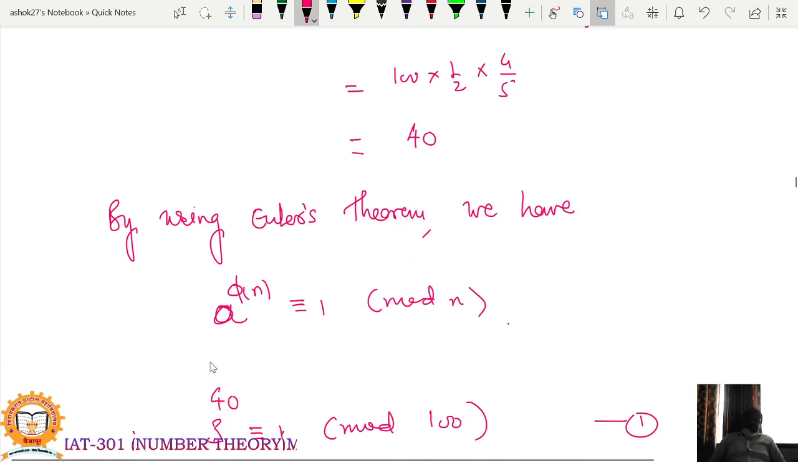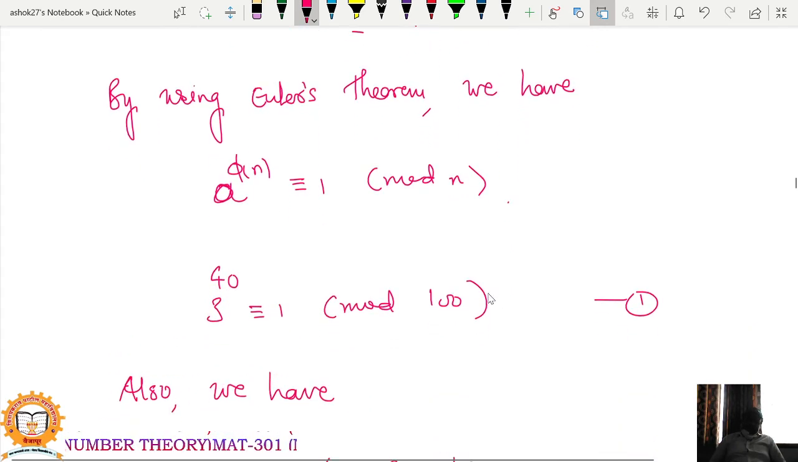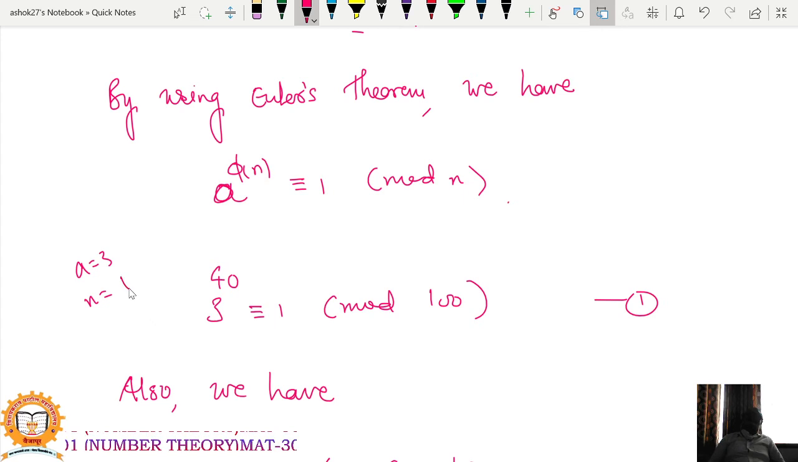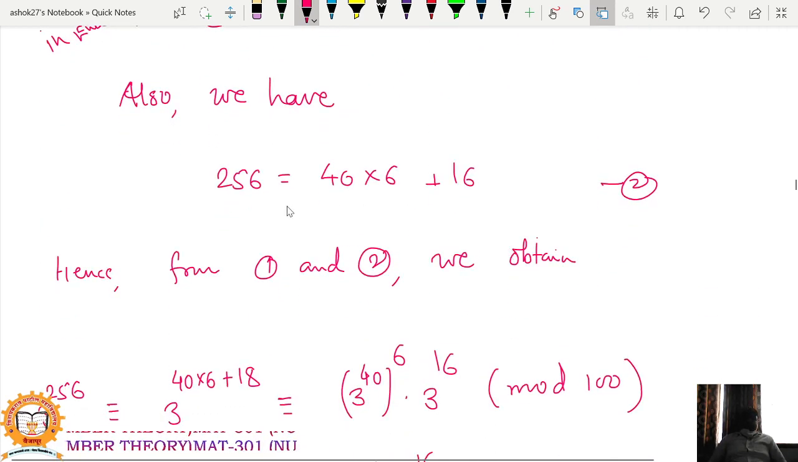So using Euler's theorem, that is a raised to phi of n is congruent to 1 modulo n, here we are putting a equal to 3 and n equal to 100 in Euler's theorem. So you'll get 3 raised to 40 is congruent to 1 modulo 100. Let's call this equation number 1. Also we have 256, you can write as 40 into 6 plus 16. If you divide 256 by 40, then you will get remainder 16. So this is equation number 2.